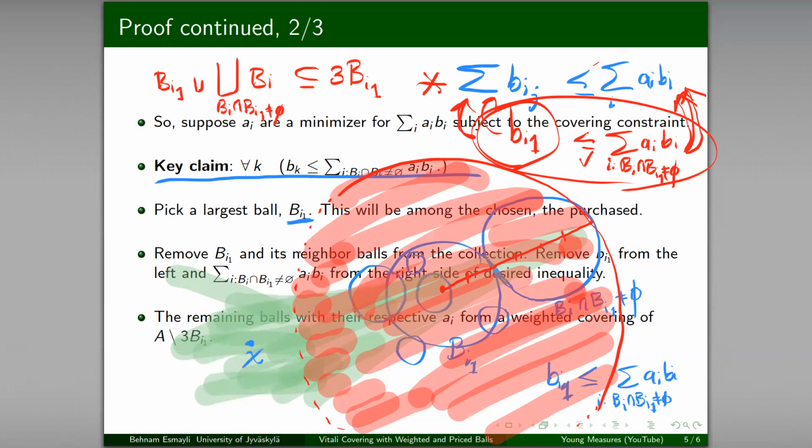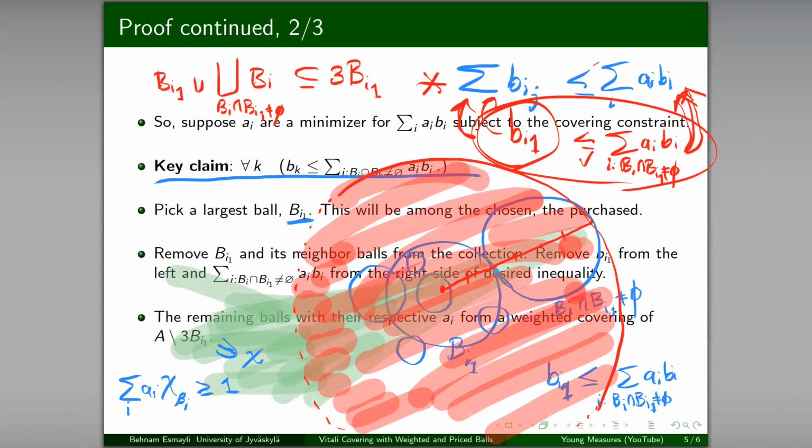So suppose there's an X here, which belongs to this A, but not in the 3BI1. So what we had was that originally, if we did a summation over all I, this was bigger than or equal to 1 because it's in A. Now, what if we have the new collection? So has this changed? Okay, let's put it this way. Will this inequality still hold if we drop from the collection of balls BI1 and the neighbors?